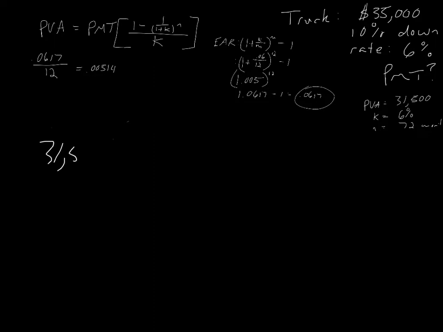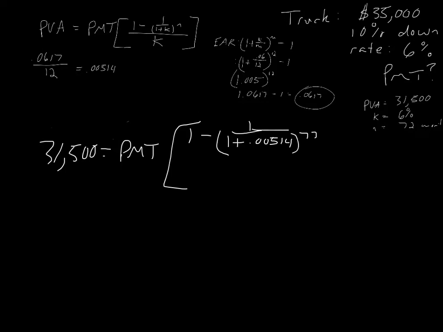So 31,500 is our present value of the annuity, equals payment, which we do not know. And now we can start to fill some stuff in. So 1 minus 1 over 1 plus 0.00514 to the 72, all over 0.00514. Alright, now we have some calculations to do.